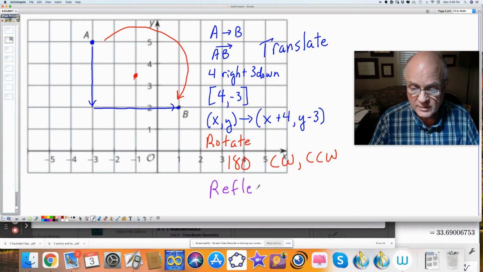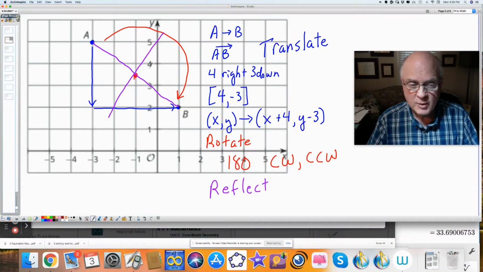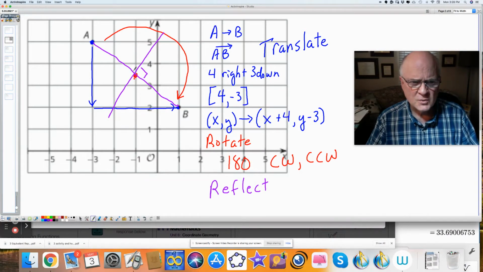And maybe you will recall reflection. When we reflect, we're going to go across the perpendicular bisector of segment AB. That means that it has to be perpendicular to segment AB. If AB has a slope of, what is this, 2 and then 1, I don't know if this is 2. Maybe it's going to be steeper than this.